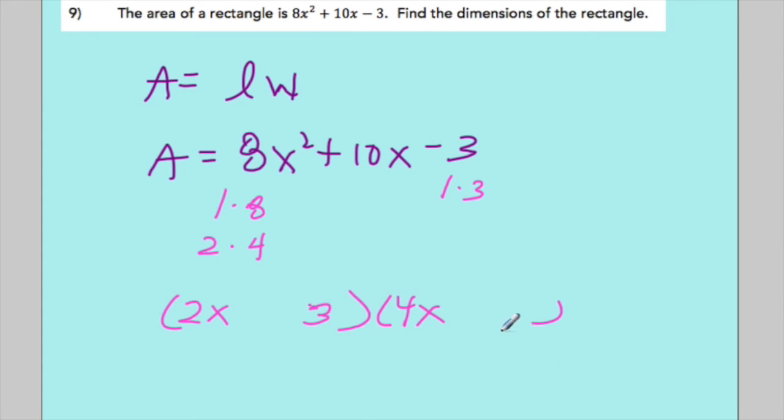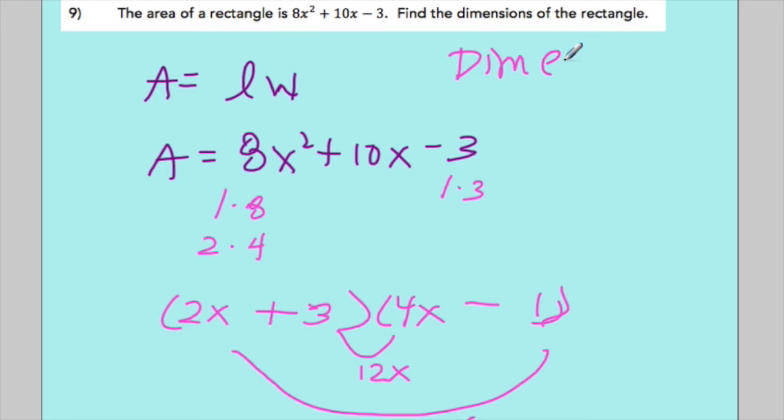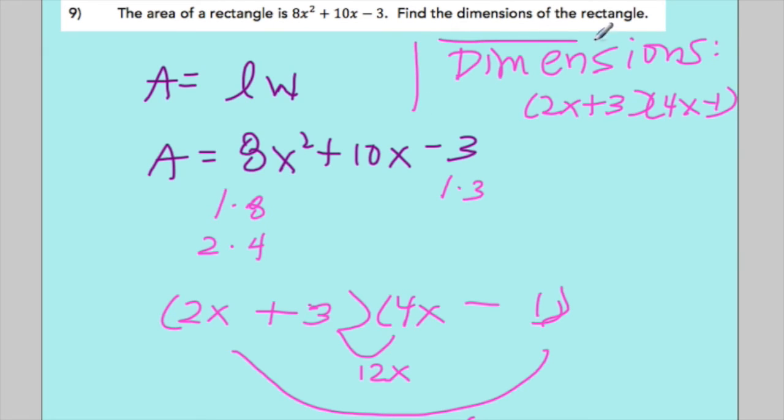So I'm going to try it out. This gives you 12x. This gives you 2x, my outer and my inner. I want to multiply to negative 3, so it's fine if one of them is negative. So I'd have a negative 2x, so that means this is negative and this is positive. And it all works out. 3 times negative 1 is our negative 3. And when I check these here, I would get 10. So my dimensions are 2x plus 3 and 4x minus 1. One's the length, one's the width.